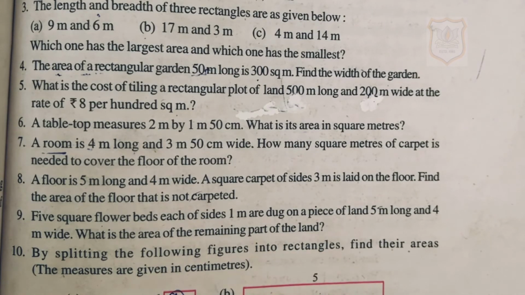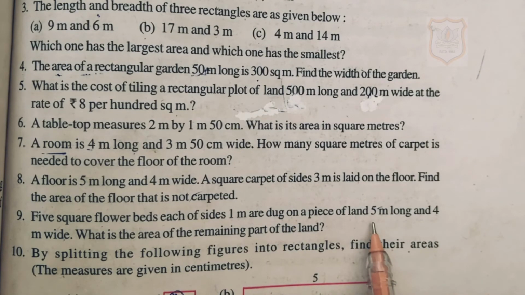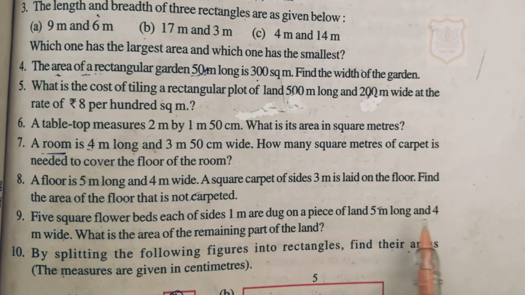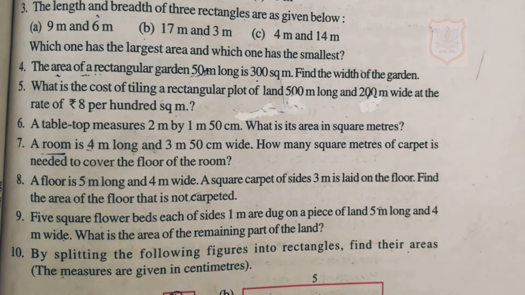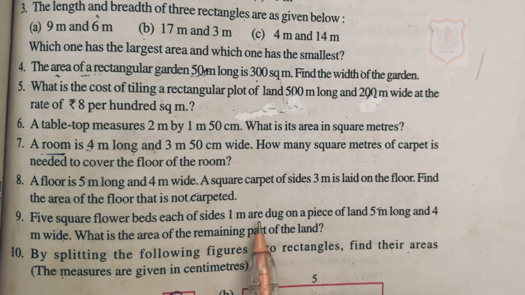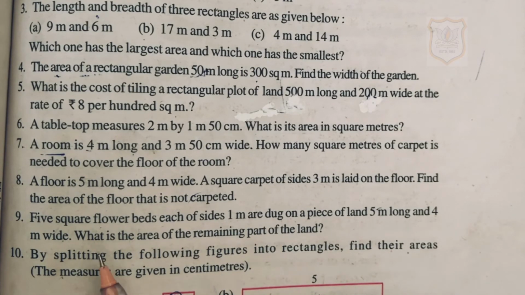Students, here what is given in the question is that a piece of land whose length is 5 meter and breadth is 4 meter. In that piece of land 5 square flower beds of side 1 meter are dug. We have to find out the area of the remaining part of the land.